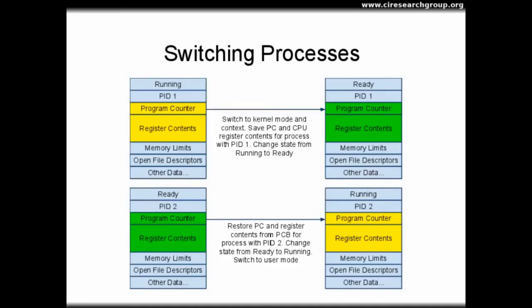The process switching code then restores the CPU register contents and program counter value from the process control block for process 2. The state of process 2 is changed from ready to running, the CPU privilege level is returned to user mode, and context is switched to process 2. Process 2 now begins executing.